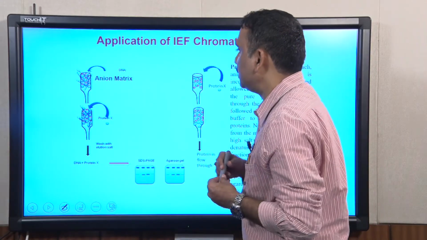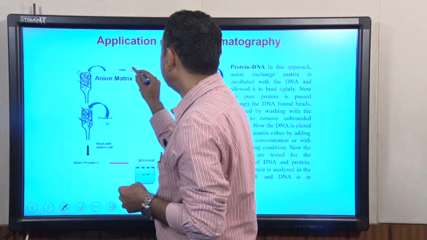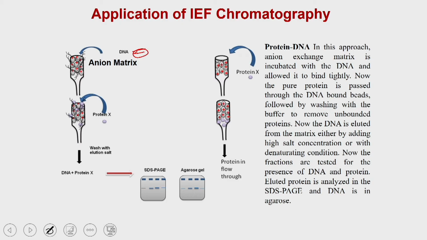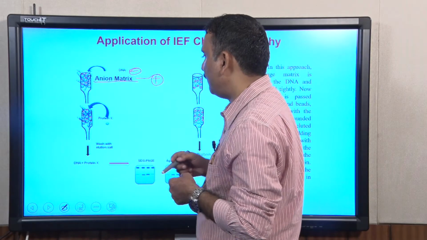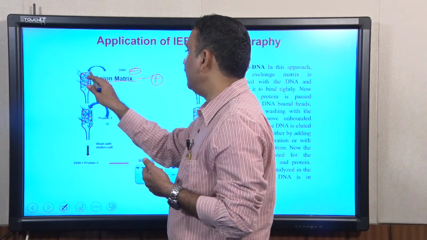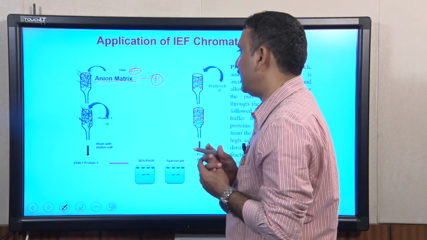In this kind of application, you know that the DNA is negatively charged. So, for a negatively charged DNA, you are going to use anion exchange chromatography, which means you use the anion matrix, and the anion matrix is positively charged, so it will very readily bind the DNA. In the first step, you load the DNA whose interaction with a protein X you are interested in studying, and the DNA will bind to these anion matrix or anion beads.